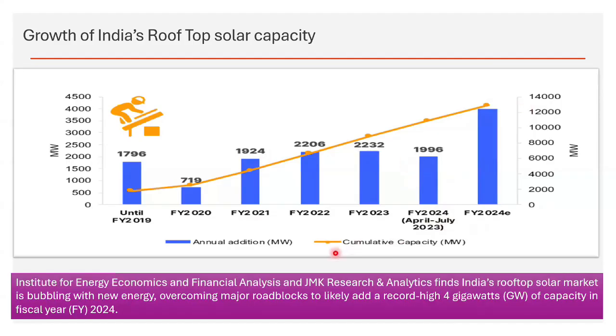So the Institute of Energy Economics and Financial Analysis and JMK Research and Analytics find India's rooftop solar market is bubbling with new energy, overcoming major roadblocks to likely add a record of 4 gigawatts capacity in the fiscal year 2024. So India is eyeing a rooftop solar potential of 4,000 megawatt or 4 gigawatt by the end of 24. This is definitely a boon for us, because gradually consumers will not be depending upon the utility generation. So this energy can be diverted to some other sector so that the growth of the country will happen.